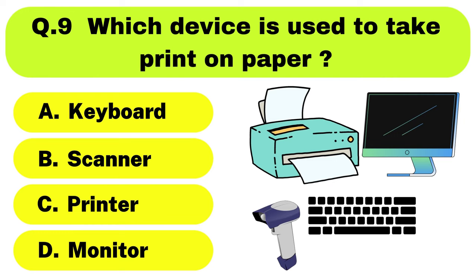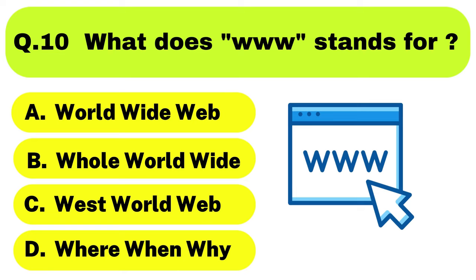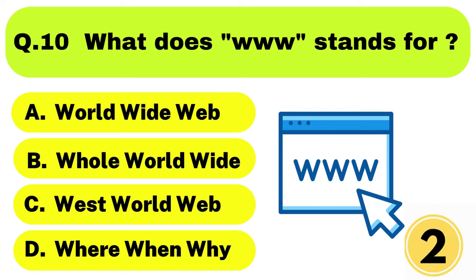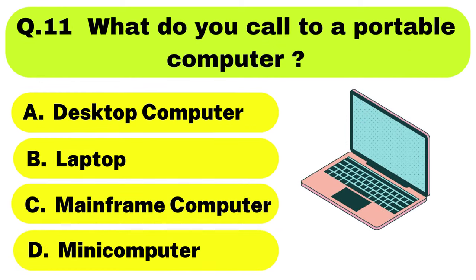Question number 9, which device is used to take print on paper? The correct answer is option C, printer. Question number 10, what does WWW stand for? The correct answer is option A, World Wide Web. Question number 11, what do you call a portable computer? The correct answer is option B, laptop.